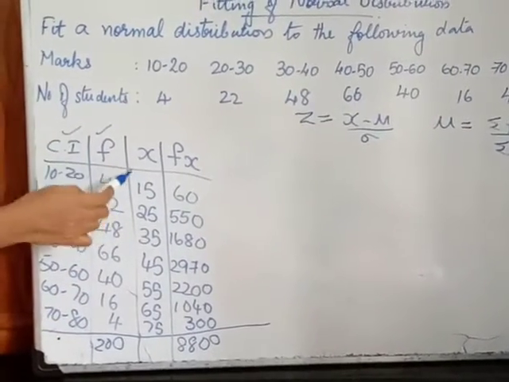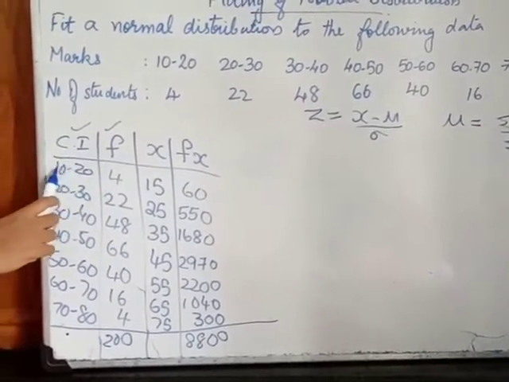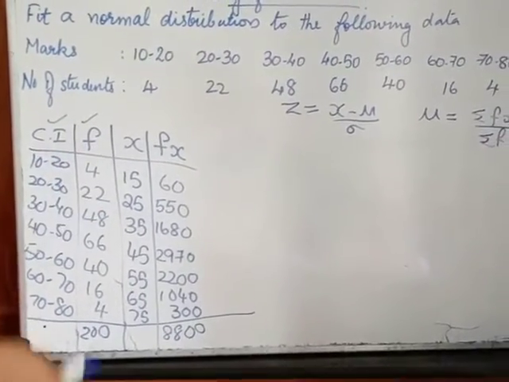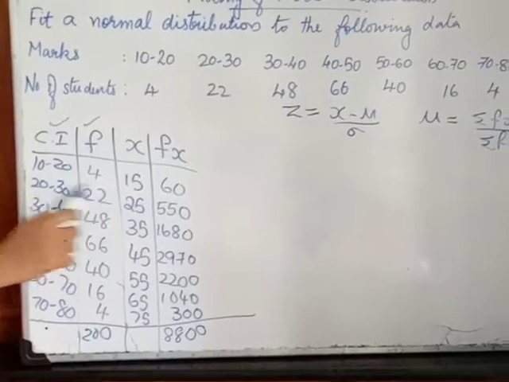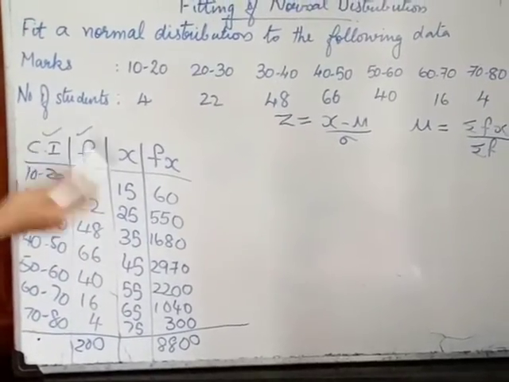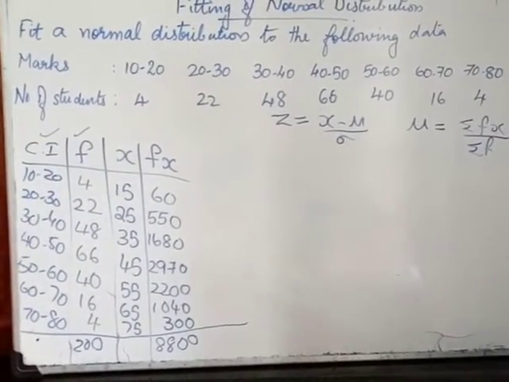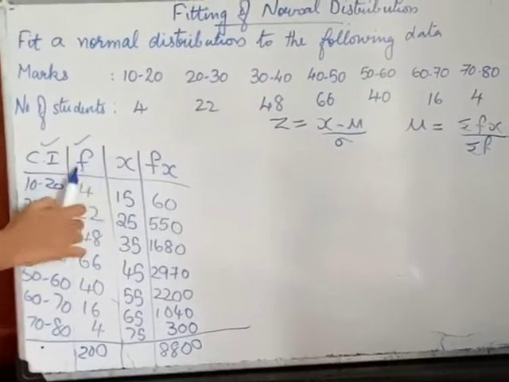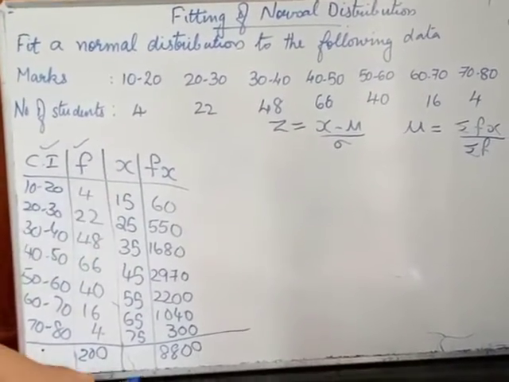So we need x. To get x, we start with the middle value. The middle value of the class interval will be your x value. So I simply calculated 15, 25, etc. Then what you have to do, as for the formula of mean, what is the formula? Sigma fx by sigma f. So you have to multiply f and x. Then only you will be getting the fx total, right?